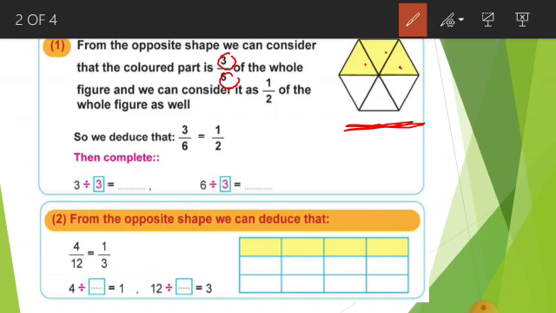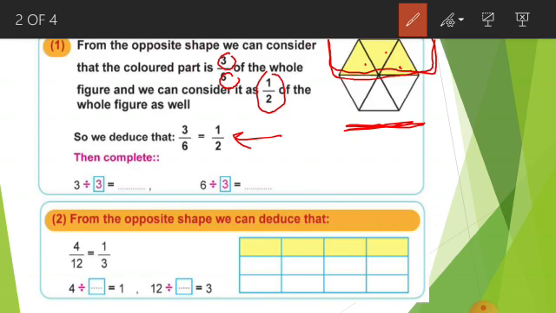The first fraction, 3 over 6, or I can consider it a half. Half the whole shape. So I can consider this colored part 3 over 6 or a half. So 3 over 6 equals a half. How does 3 become 1? How does this 3 become 1?